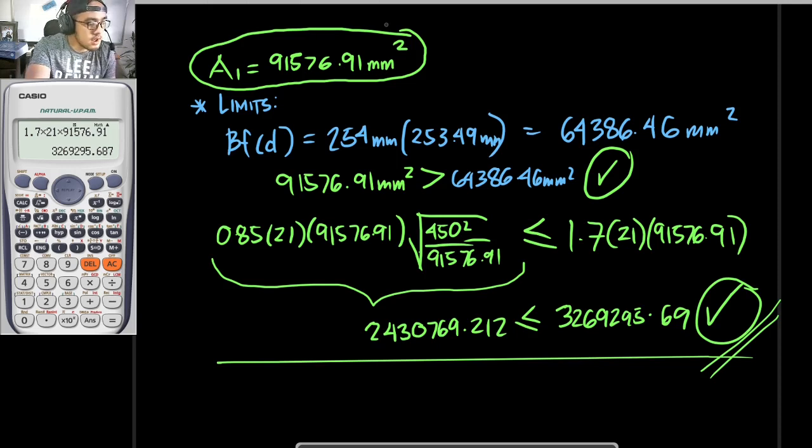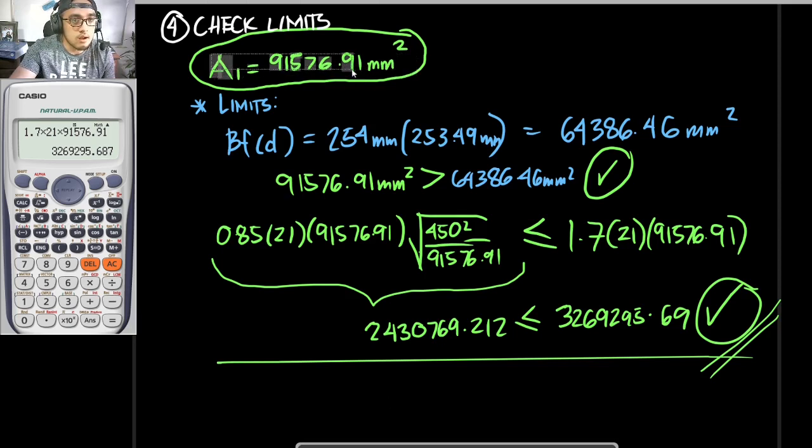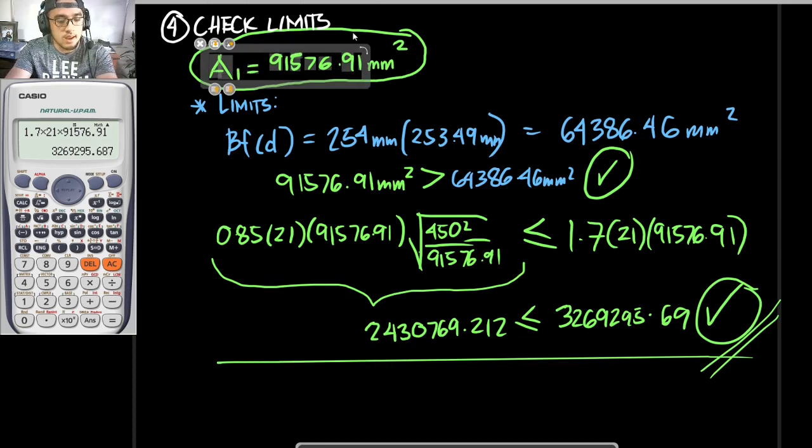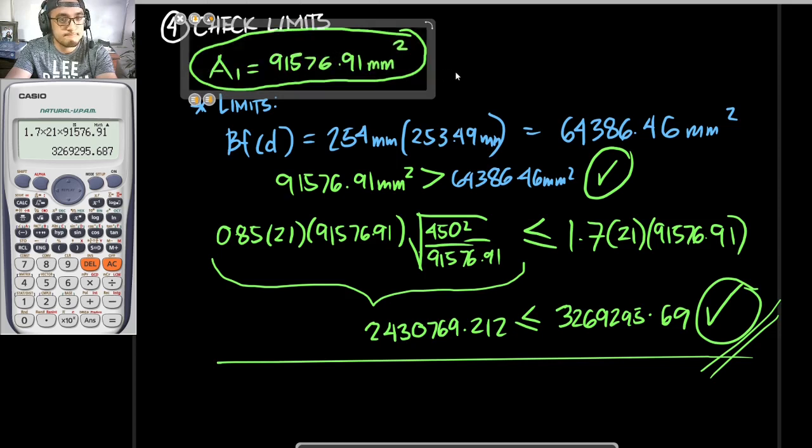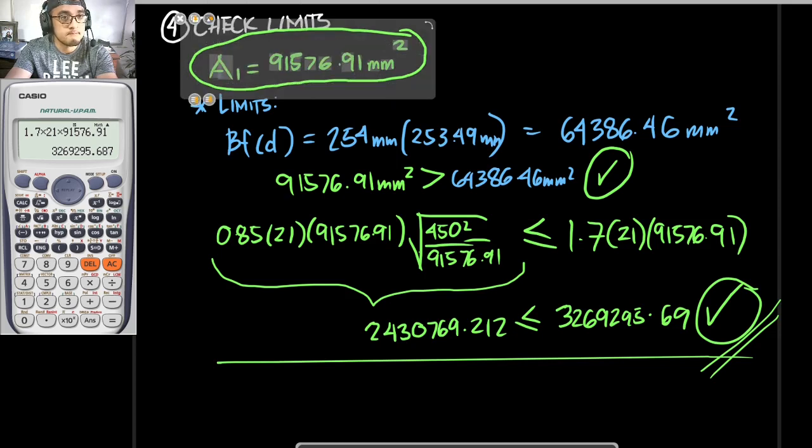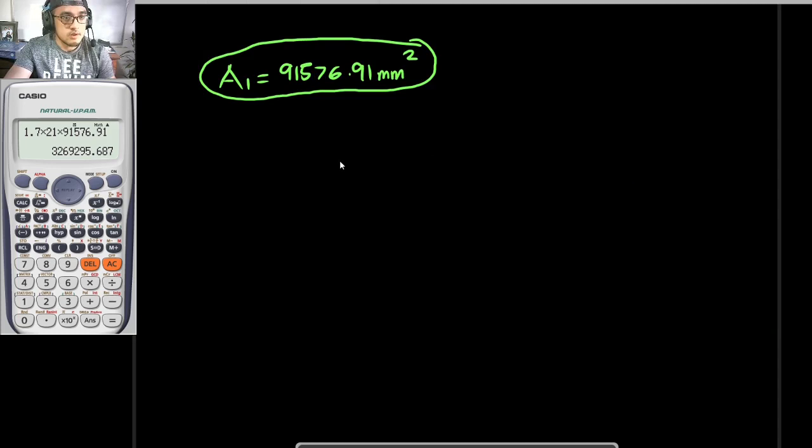para sa ating, anong step na tayo? Step 4. Okay, ito pala yung step 4 by the way. So this is to be step 4, check limits. Okay, so kopyahin ko lang ulit ang ating area para sa ating next slide. So, ayan ang ating area.